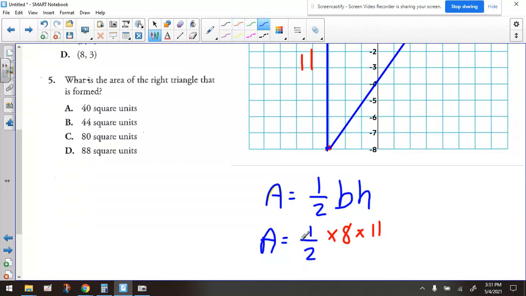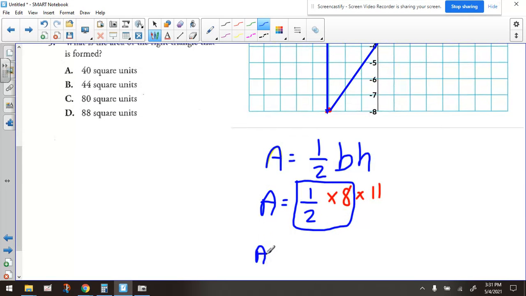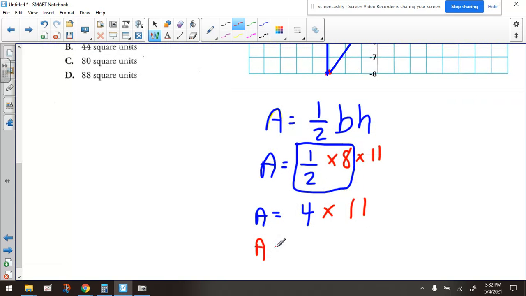We can go ahead and take half of 8 in our heads and get 4. So the only thing left you have to do is finish it up by taking this 4 and multiplying by what remains, which is the 11, and then you'll have the area of that triangle in square units.